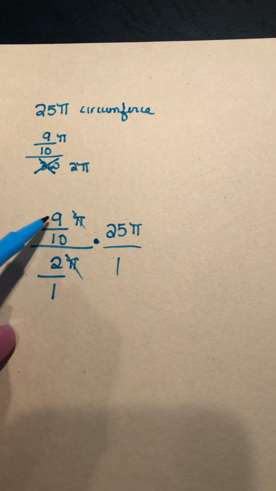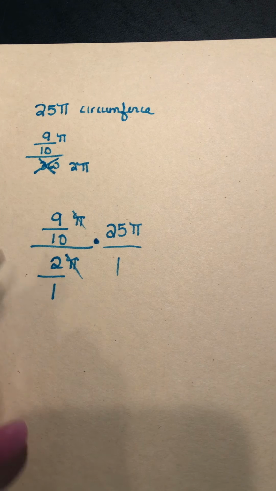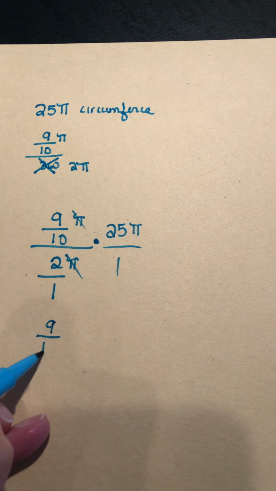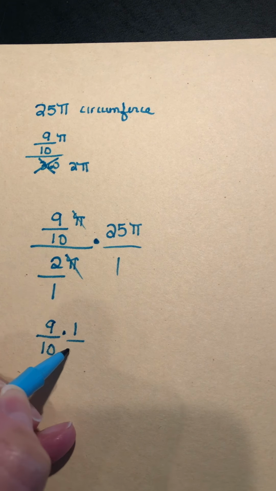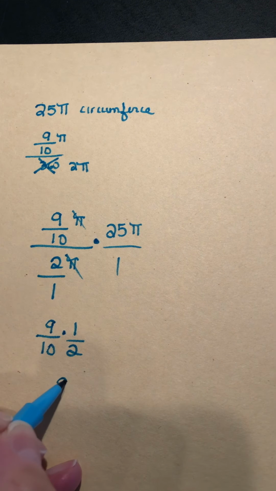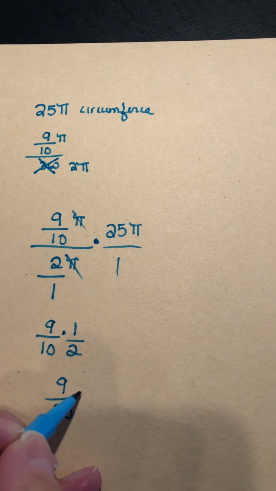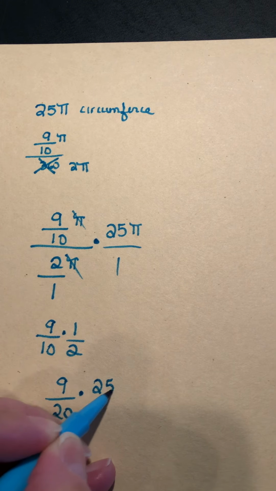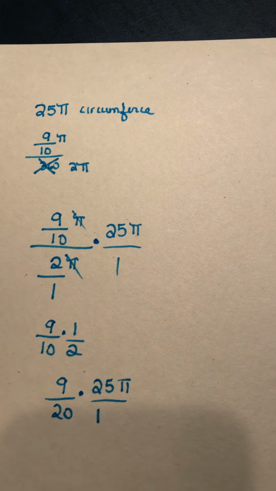So now we just have to do a little bit of keep, change, flip. I have 9/10 divided by 2 over 1. That's really 9 over 10 times 1 over 2. That's how I divide fractions, right? And so that's really 9 over 20. And I have 9 over 20 times 25 pi over 1.